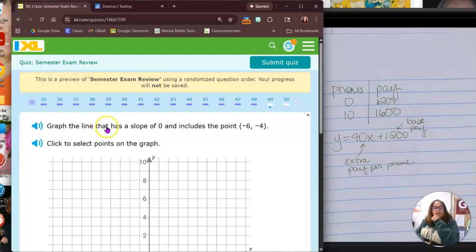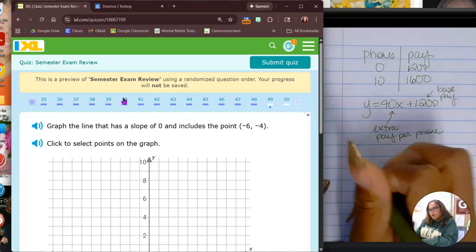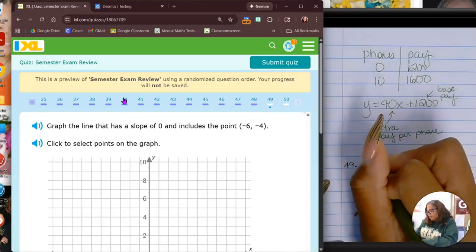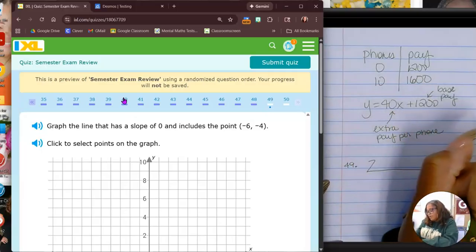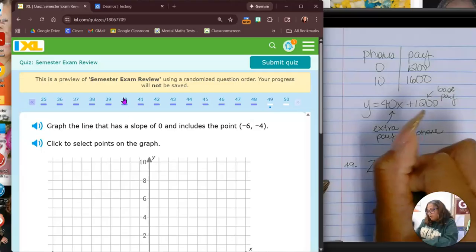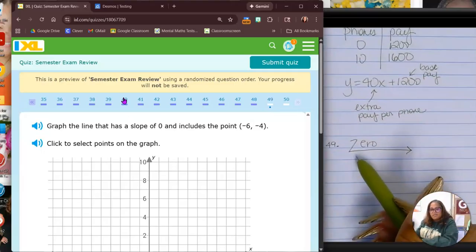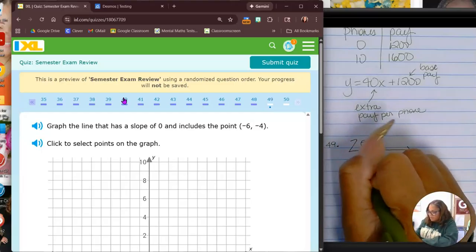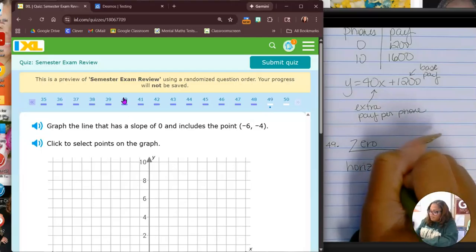49, graph the line that has a slope of 0. Ooh, if you remember the drawing that Miss Starling gave you to keep in mind for a 0 slope, what kind of line is this? Not vertical, but horizontal. So you need 2 points side by side.